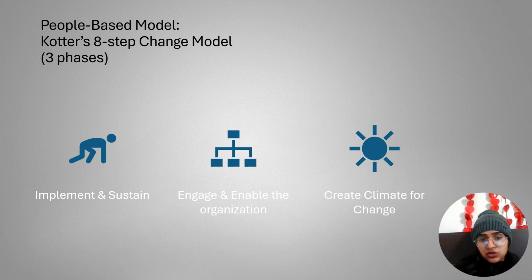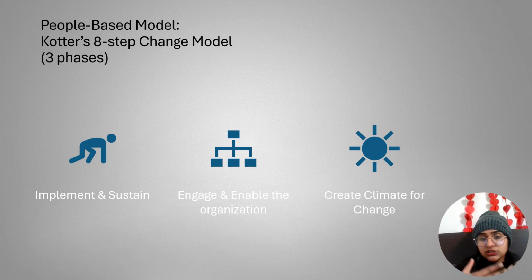So across all eight steps and three phases, only the first three steps, in the first phase of creating a climate for change, are the individual part. The rest include the employees as well. So Kotter's eight-step change model is mainly about the company as a whole working together. That is why it is a people-based model, because it focuses on the employees. It wants to engage and enable the organization as a whole to go further.